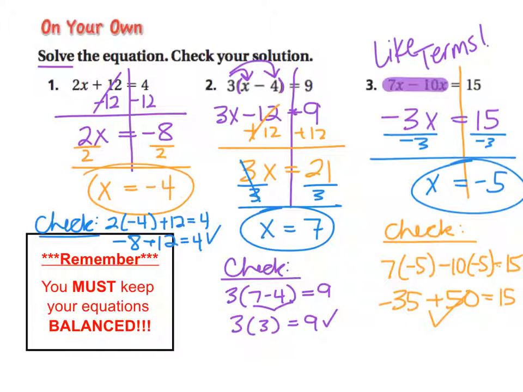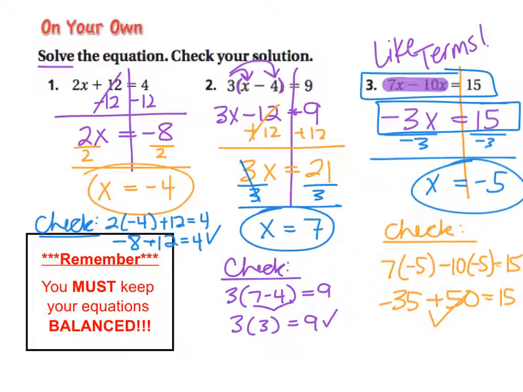And last but not least, with number 3, notice those are like terms. So 7x minus 10x, I figured out first, made it negative 3x equals 15. I went from a problem that looked kind of complicated to something actually quite basic, a one-step. Divided by negative 3 and I got x equals negative 5. Checked my solution and I was correct.